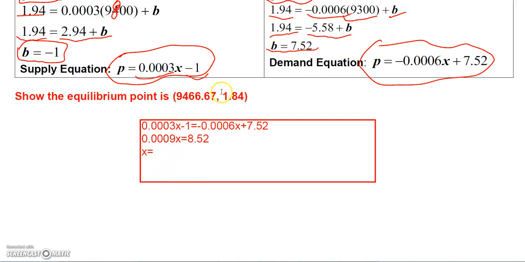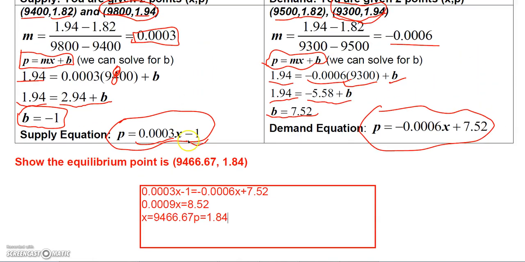And then you can solve this for x, so take 8.52 and divide it by 0.0009, and the answer I have, I'm going to assume is right, is 9466.67. And then if you plug that back into either one of these equations, it should give you a price of about $1.84. So you can verify that on your own. So anyway, that's how you set up the supply and demand equations when you're given enough information.